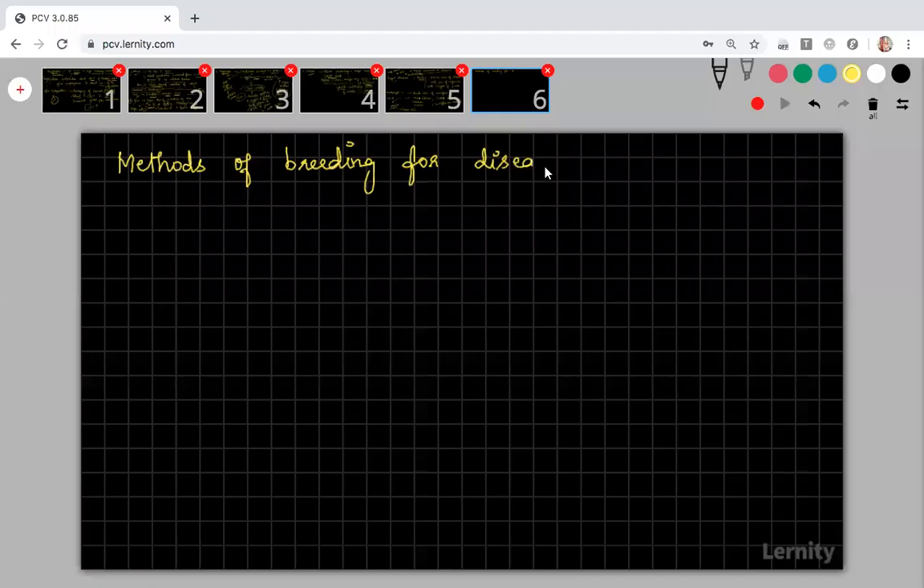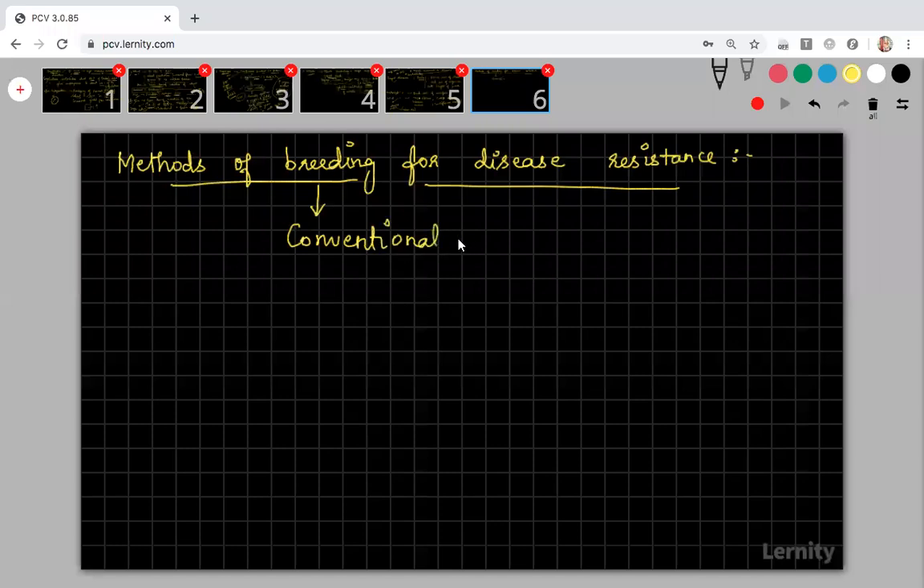Methods of breeding for disease resistance. So we know breeding was earlier said to be done by conventional breeding methods. I told you already what you mean by conventional. It is called the traditional breeding methods.